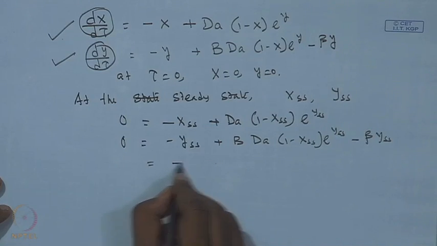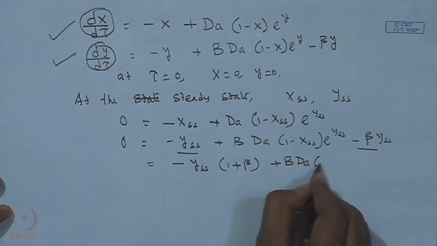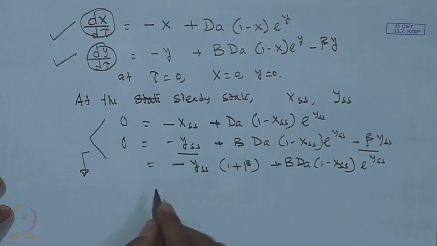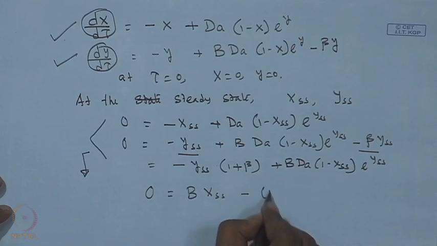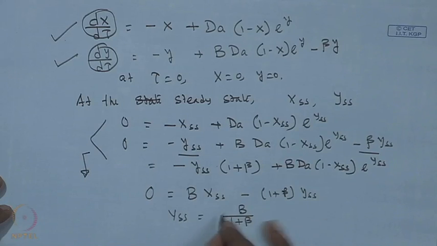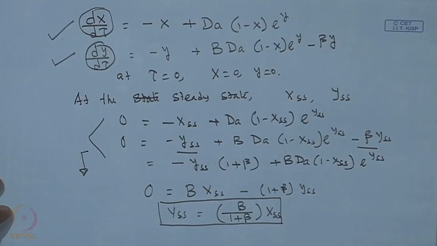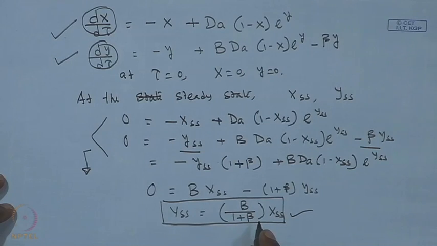We can write it as minus y s s, combine these two terms, it will be times 1 plus beta, plus B Da 1 minus x s s e to the power y s s. We can combine these two equations, and the resultant equation will be of a very simple form: B x s s minus 1 plus beta y s s. So, y s s will be nothing but B divided by 1 plus beta times x s s. So, the simplification of the non-dimensional form of energy balance and the non-dimensional form of mass balance gives a very straightforward linear relationship between the non-dimensional temperature and non-dimensional concentration or conversion through the parameters B and beta. Now, what can we do?